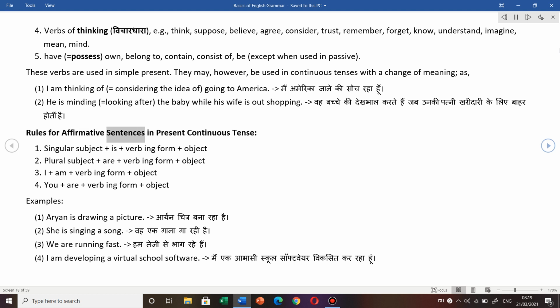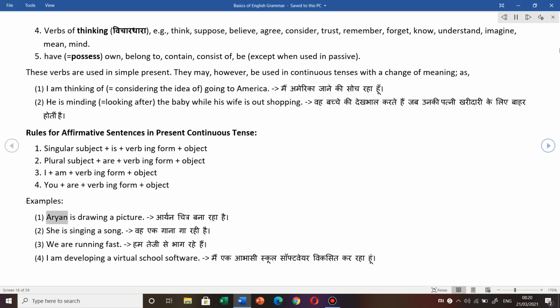Rules for affirmative sentences in present continuous tense. Singular subject plus is plus verb ing form plus object. Plural subject plus are plus verb ing form plus object. I plus am plus verb ing form plus object. You plus are plus verb ing form plus object.